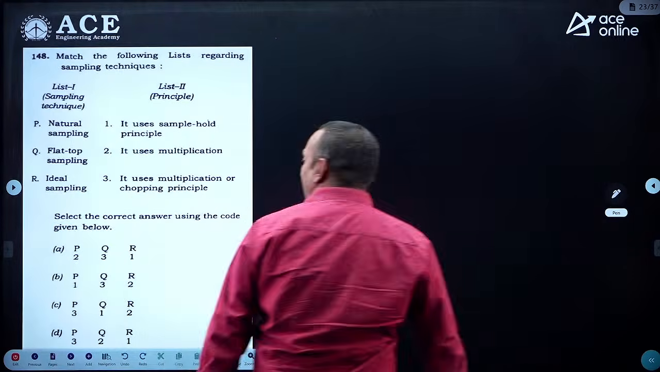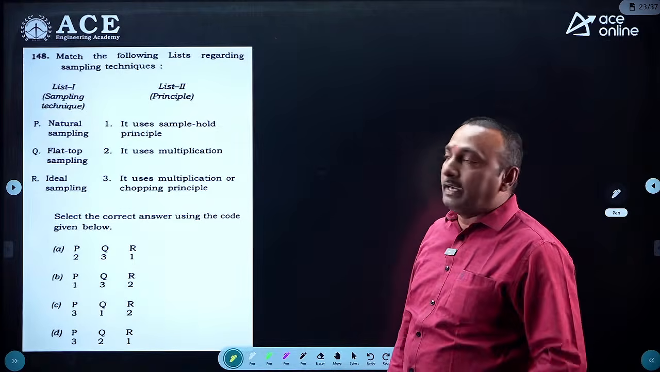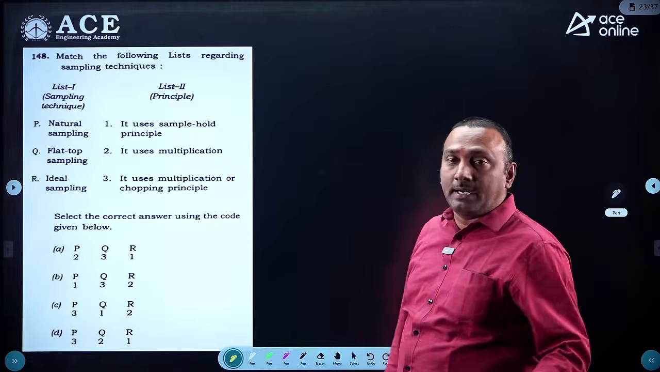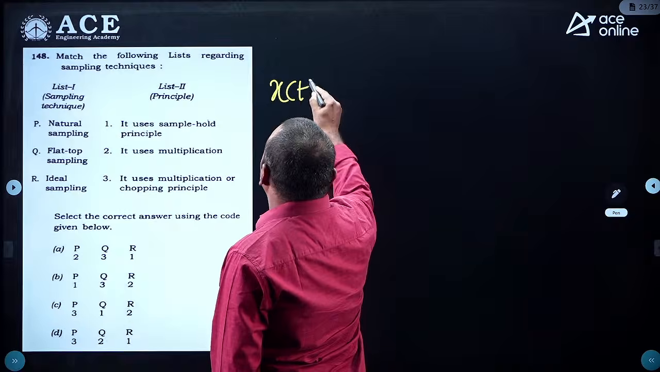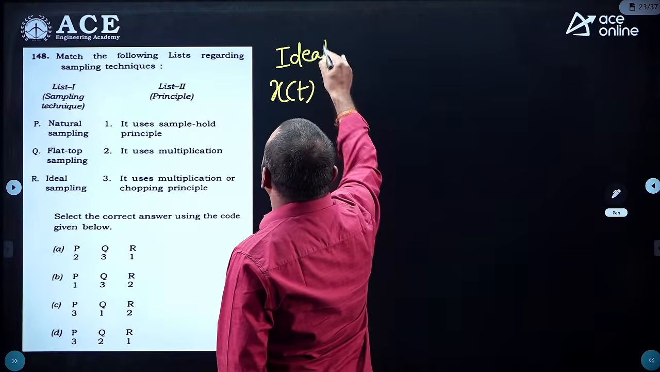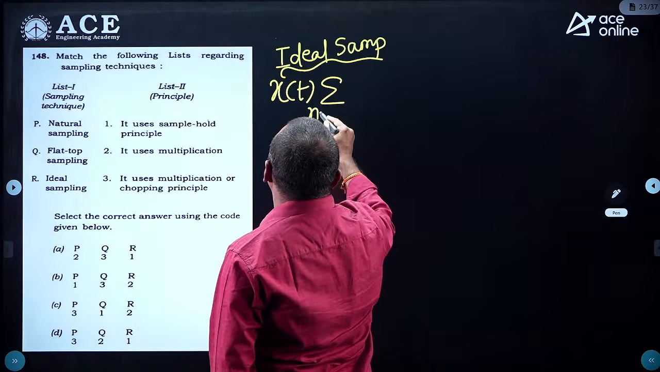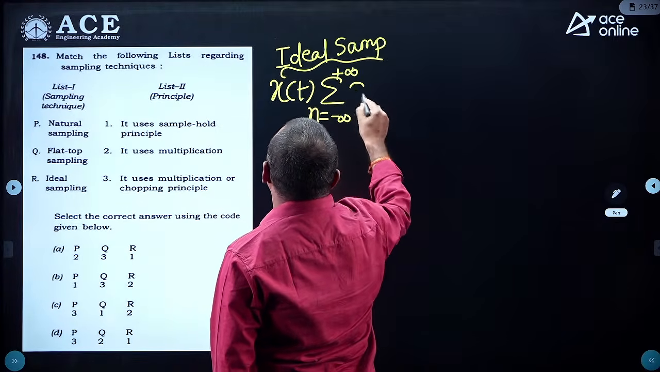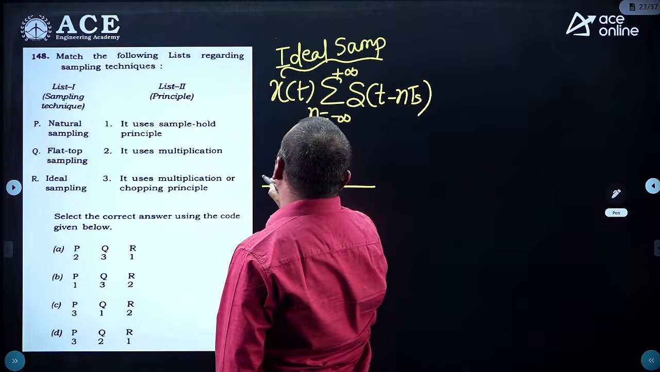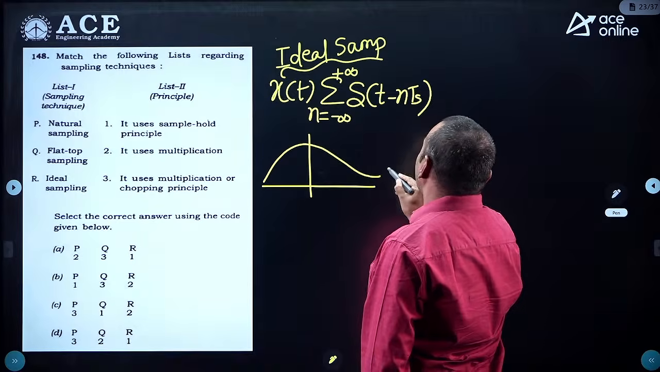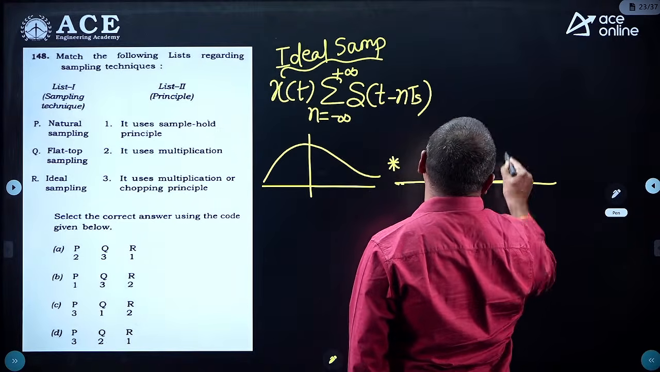Sampling. Ideal sampling, natural sampling, flat top sampling. Ideal, natural and flat top are standard methods. In ideal sampling, we try to multiply x of t with a periodic impulse train. Whereas in natural sampling, we try to multiply the same arbitrary signal, we are multiplying by which term? A rectangular pulse train. That is also called chopper sampling.